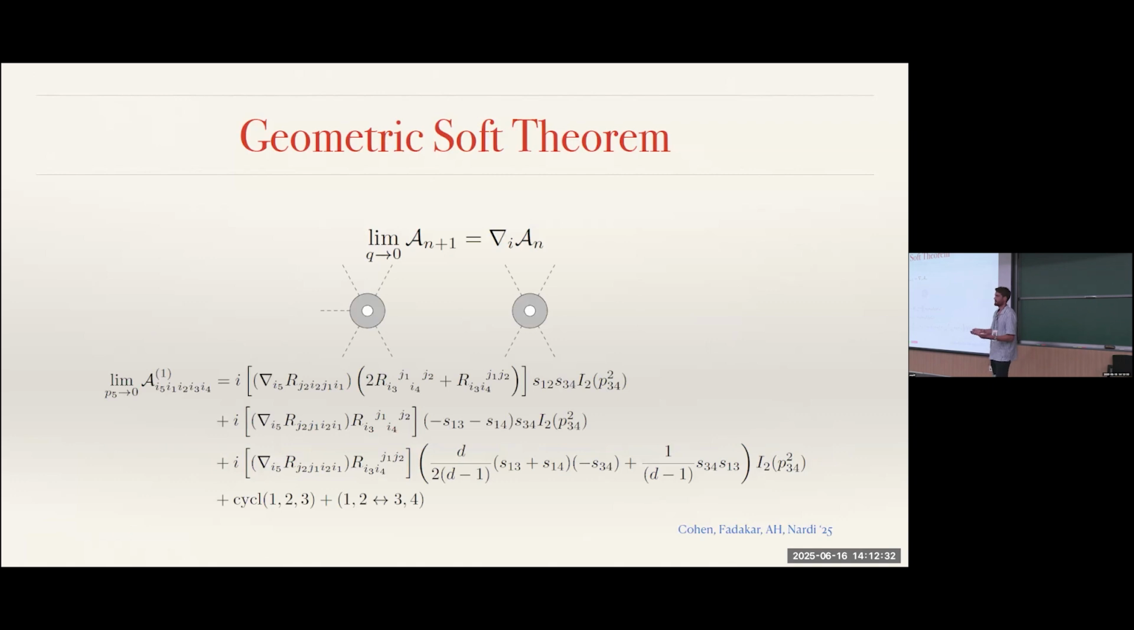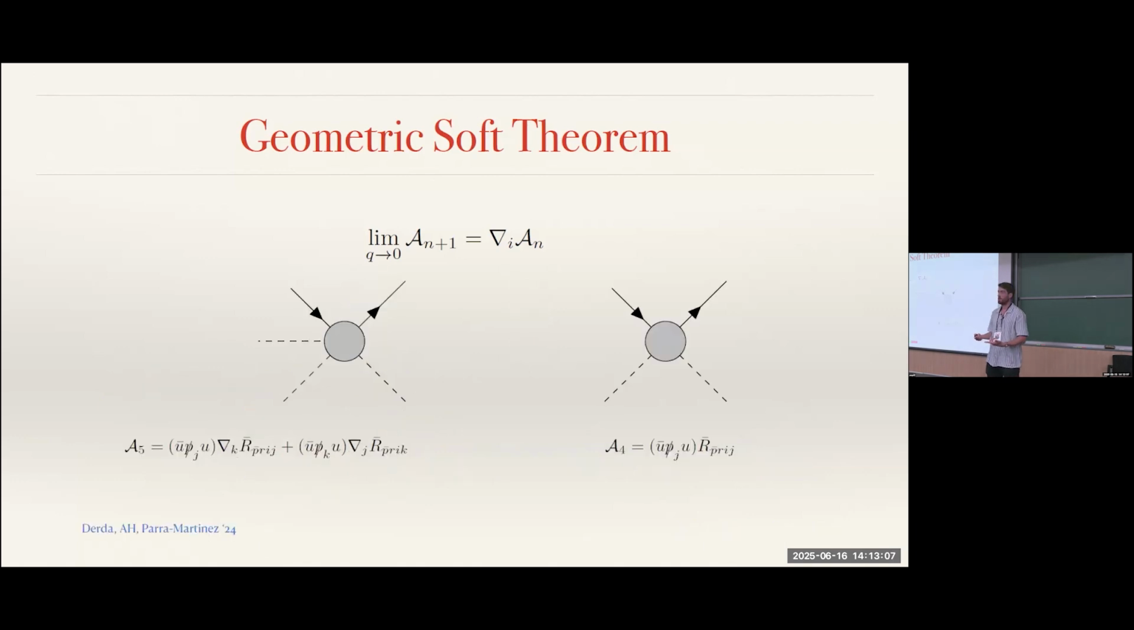Now, this happens also, so the original derivation is supposed to be valid at all loops, as long as there's no issue with order of limits. And we did a one loop application of this recently. So here's the 5 point example from before. And if you take the soft limit of this one loop amplitude, you end up with the covariant derivative of the low point amplitude as well. This is supposed to be true at all multiplicity and all loops.